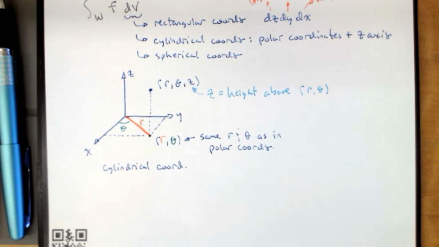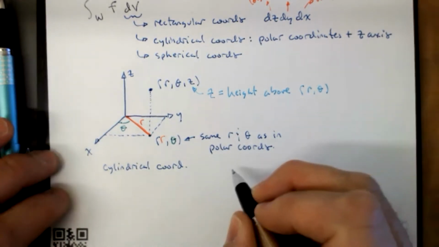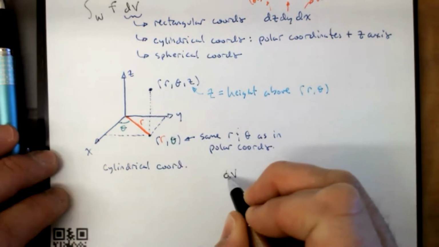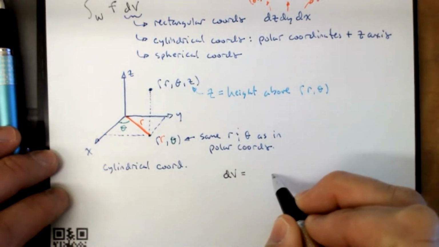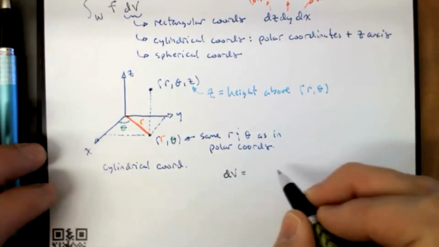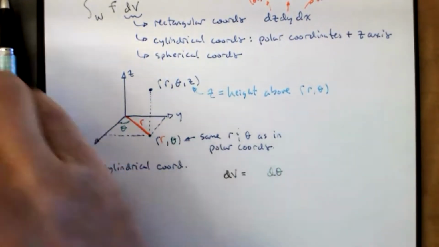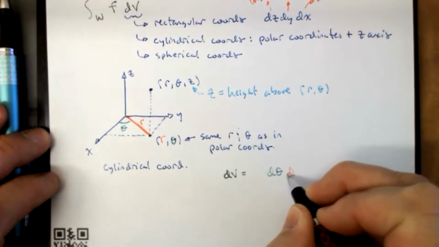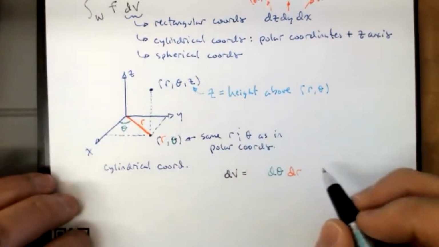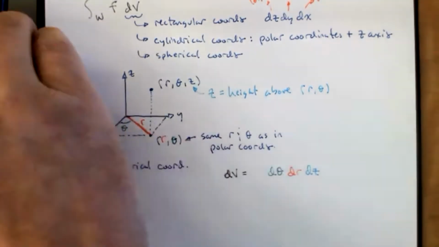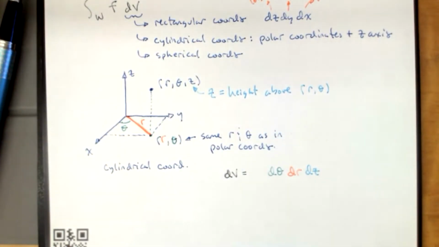In this case, if we write d theta dr dz, that's not going to give us a volume because d theta is not a length. So we still have the same issue. So dV, if I write d theta dr dz, d theta is not a length. D theta is a change in angle. So multiplying d theta dr dz does not give me a volume of a little box.